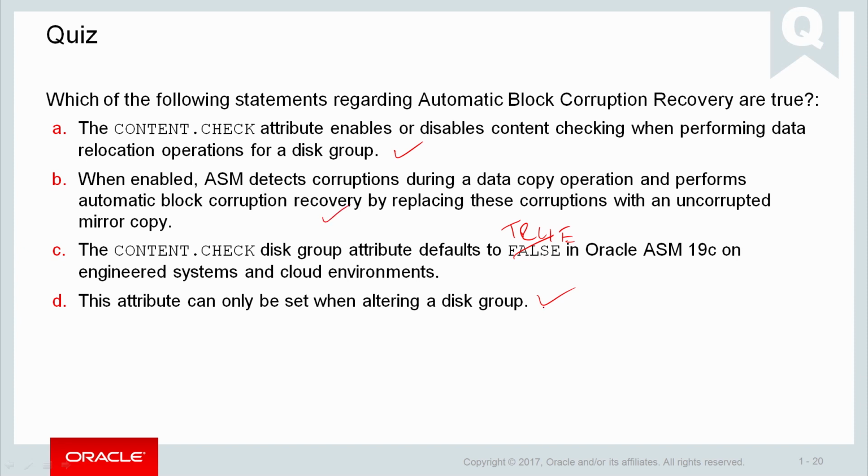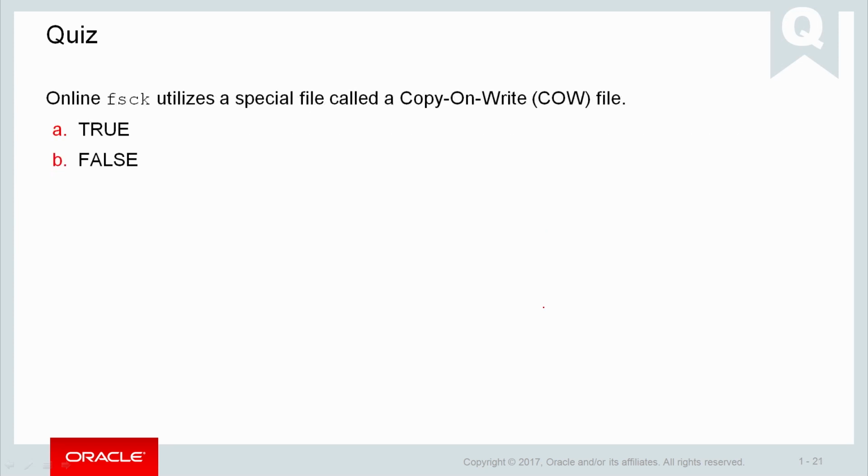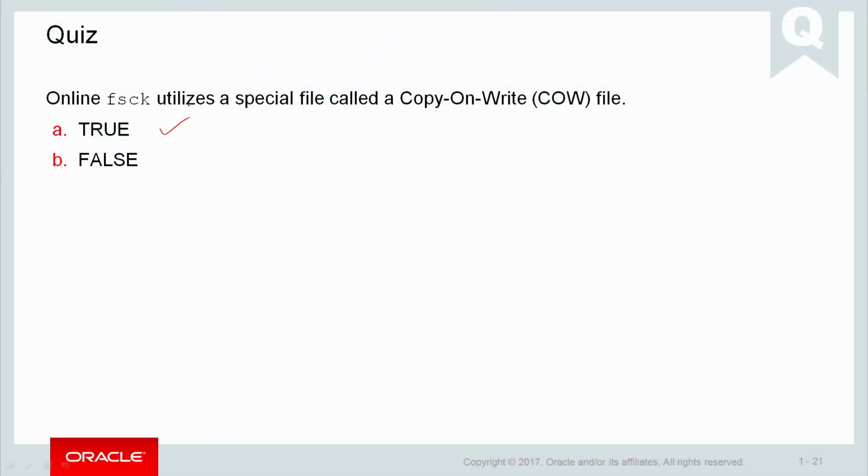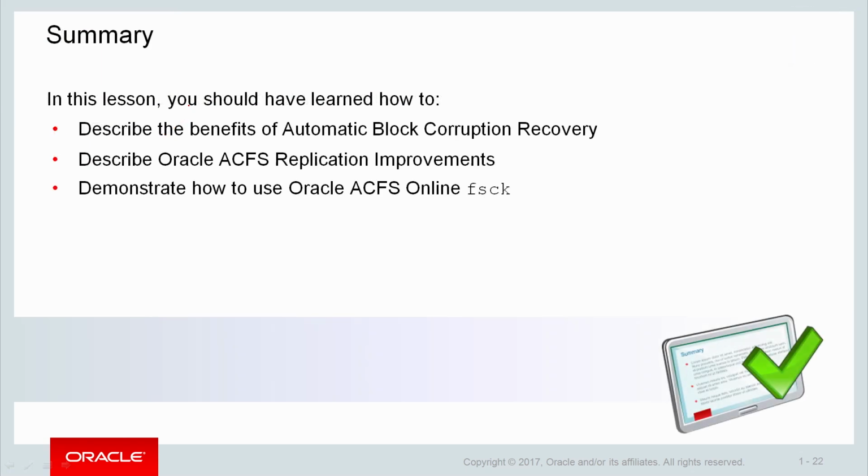So A, B, and D are true, and C is incorrect. Online FSCK utilizes a special file called the copy on write or COW file. Yes, this is true. This is the snapshot of the metadata that we take at the beginning of the FSCK command. So in this lesson, you should have learned how to describe the benefits of automatic block corruption recovery, describe Oracle ACFS replication improvements, and demonstrate how to use Oracle ACFS Online FSCK.